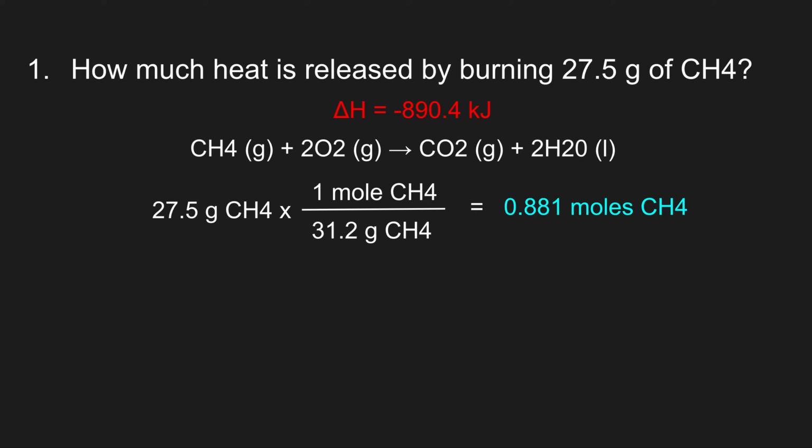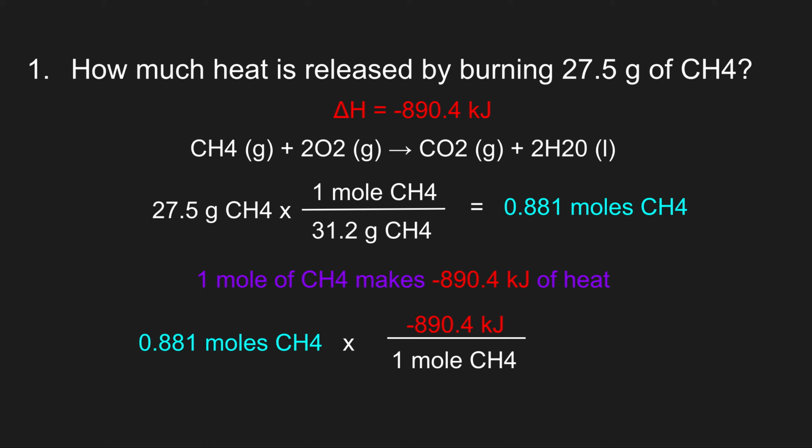Now we take this 0.881 moles of CH4 and multiply it by the mole conversion factor. However, before that, we need to note that 1 mole of CH4 makes negative 890.4 kilojoules of heat. So we take the 0.881 moles of CH4 and multiply it by the conversion factor of negative 890.4 kilojoules over 1 mole of CH4. As you can see, the units of moles CH4 in the numerator and the denominator cancel out. So the answer is 784 kilojoules.